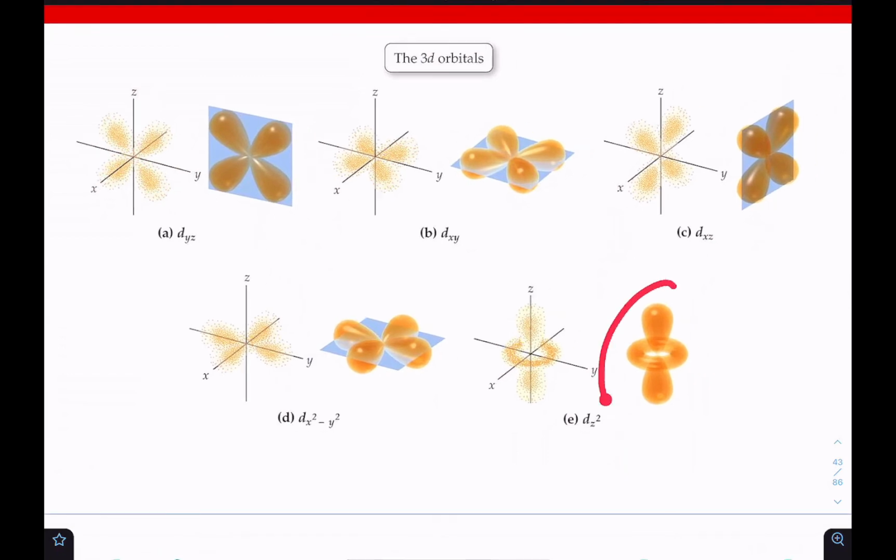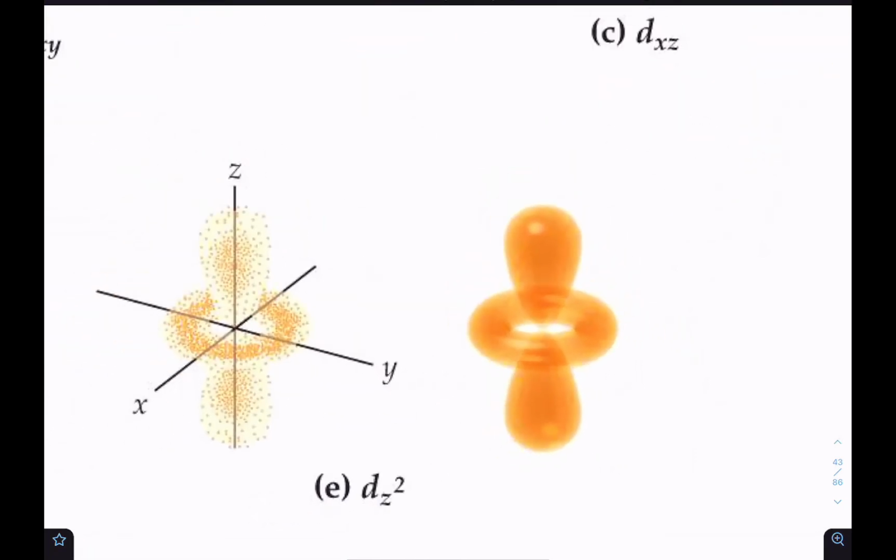My favorite orbital is the d z squared, because it's a dumbbell with a donut. It looks like a double-sided pacifier. This one, though, is weird because this donut is not attached to the dumbbells, but the electron can be either in the dumbbell or it can be in the donut, and it does not have to cross the space in between.